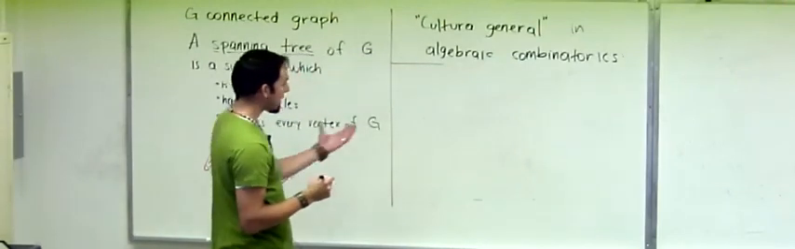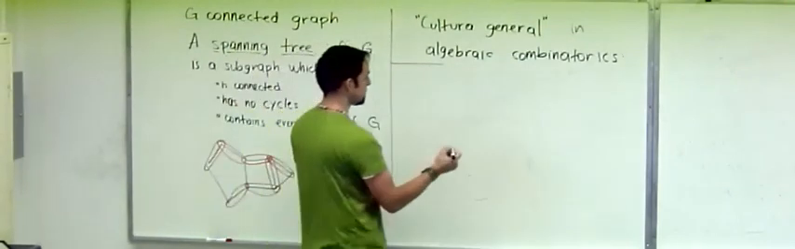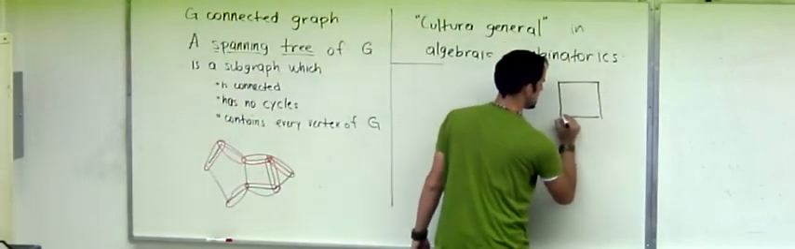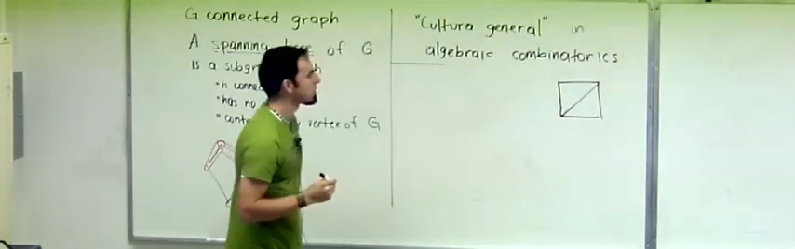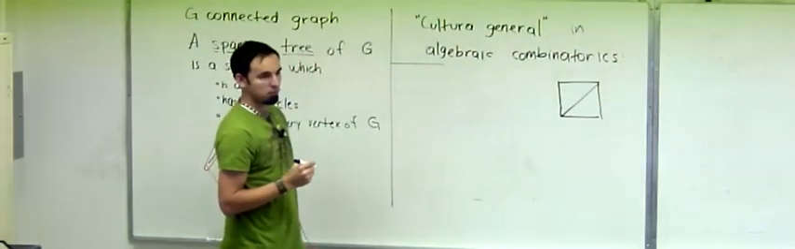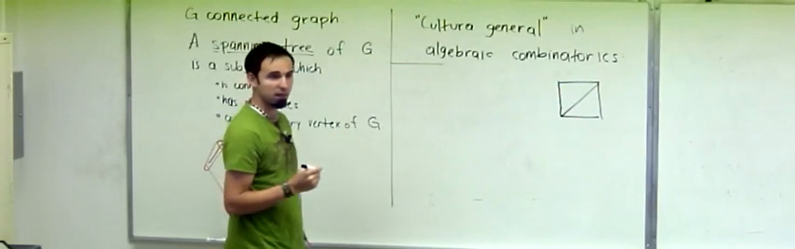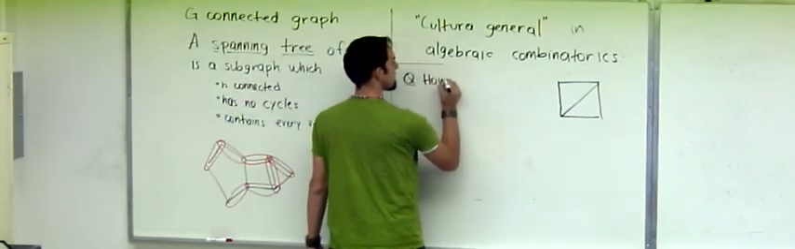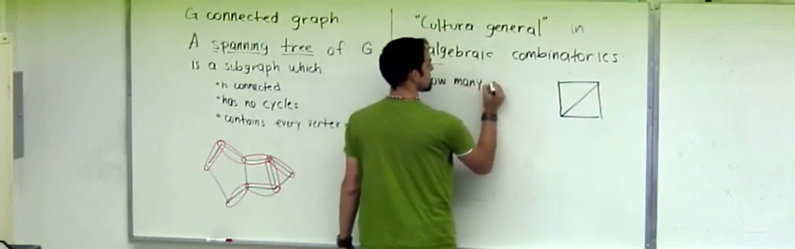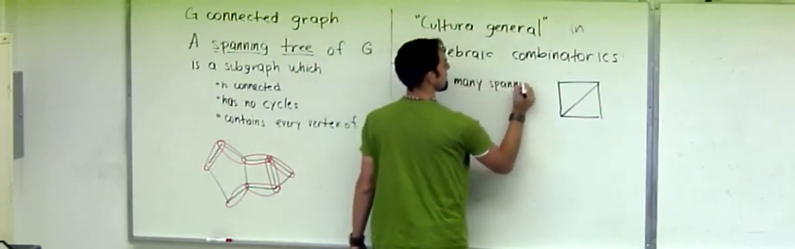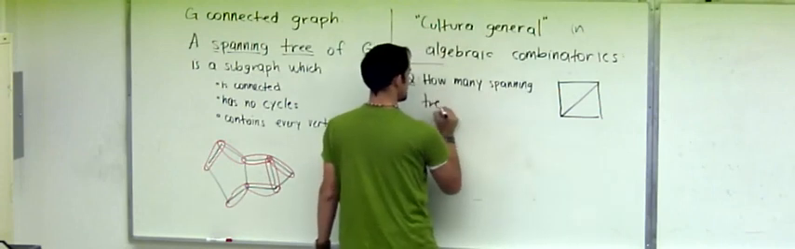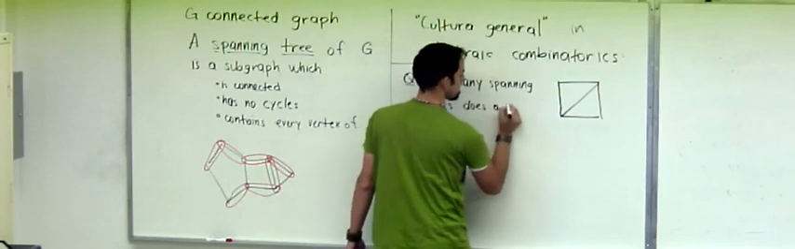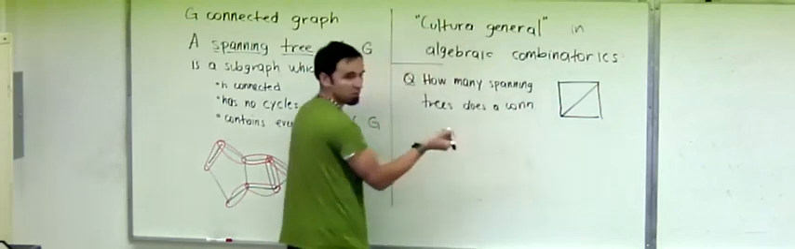Okay? Let's say that I give you a graph. So, for example, here's a graph. And I ask you, how many spanning trees does this graph have? So question: how many spanning trees does my graph have? Let's assume that the graph is connected so that it actually has spanning trees.